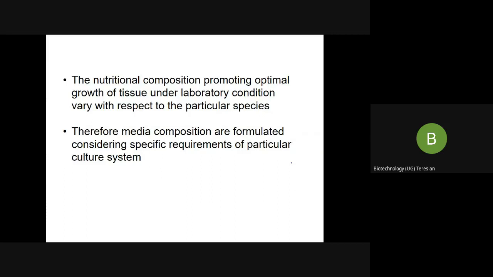So how do we define media? Media means the nutrient containing various compositions of ingredients for the survival of your plant, cell, tissue or organ when they are cultured in vitro. So we are providing all the nutritional requirements for that particular plant so that it can grow under the in vitro condition. In vitro means, as I told you, in the laboratory.